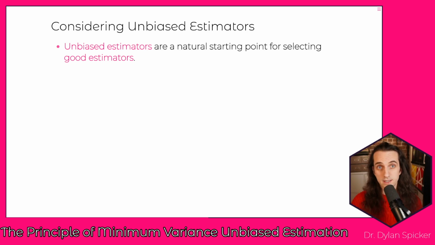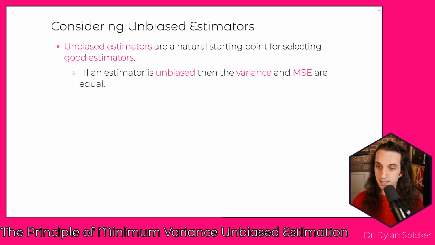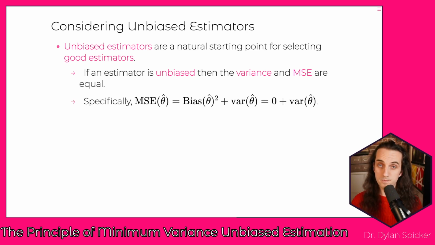When we want to try to select a good estimator for any population parameter, it's always natural to see if we can first find an unbiased estimator. Because if an unbiased estimator exists, then it's a very natural starting point to choosing a good estimator. Now, if an estimator is unbiased, the variance and MSE are equal, right? We saw this on the previous slide. The MSE is equal to the bias squared plus the variance. If they're unbiased, the bias is 0, so then it's 0 plus the variance. So the MSE and the variance are equal.